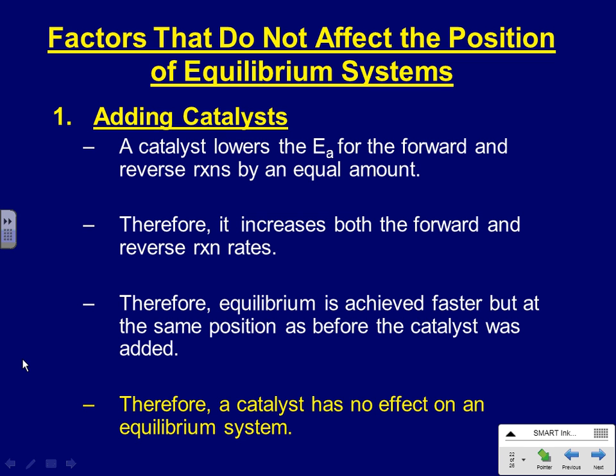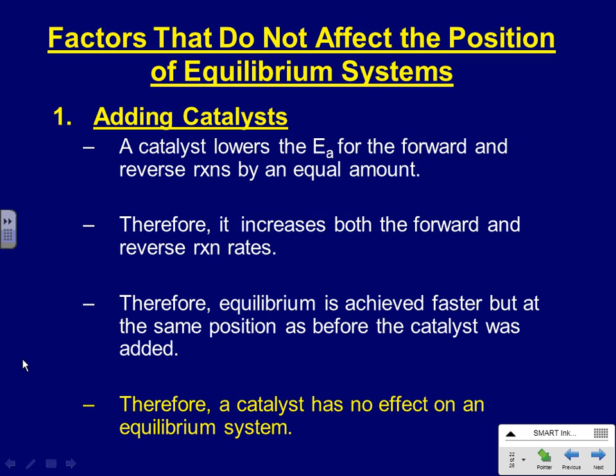Okay, so adding a catalyst. We all know it lowers the activation energy. It makes the reaction speed up, but it makes both the forward and reverse reaction speed up at the same time. And the equilibrium may be achieved faster. It may get to equilibrium quicker, but the equilibrium position remains unchanged.